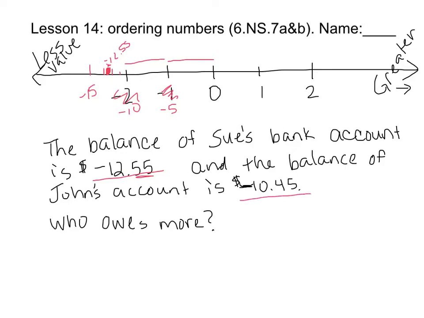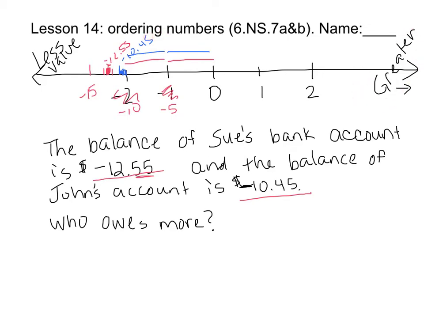And negative 10.45 is, change color, 5, 10, and this is 11, so somewhere in between here is 45. You'd break that into 100 pieces, and it would be 45 hundredths, which would be almost halfway in between, right about there, negative 10.45. So who owes more? Well, on the number line, you would be looking for which of these two numbers is closer to the greater side.